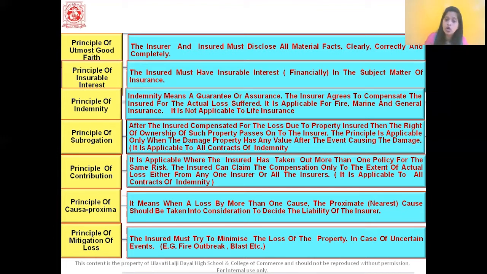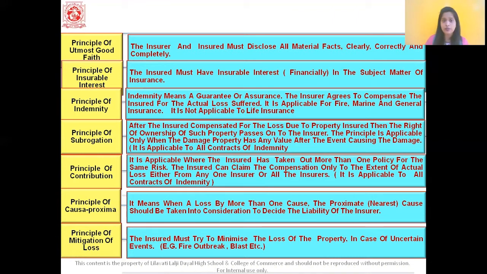The insured can claim compensation only to the extent of actual loss, either from any one insurer or all the insurers. So if you have taken more than one policy, the insured can claim compensation only to the extent of the loss that has occurred. You cannot take more.